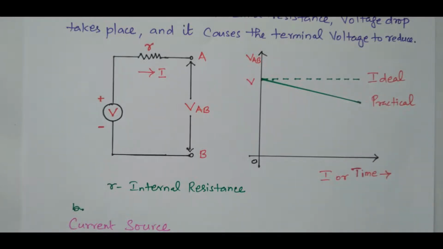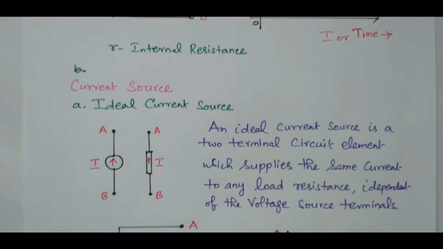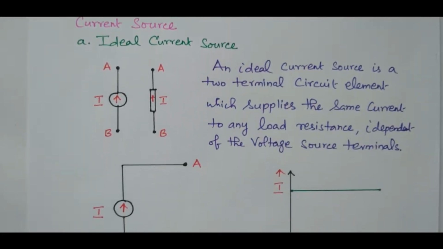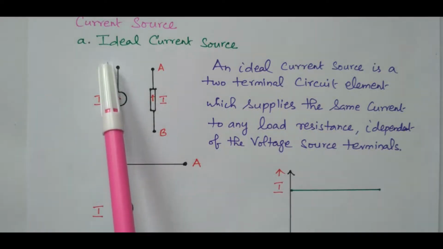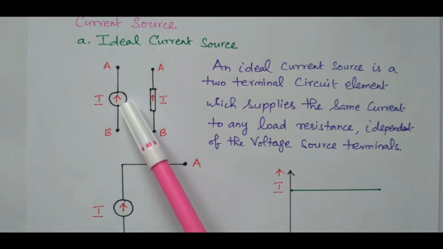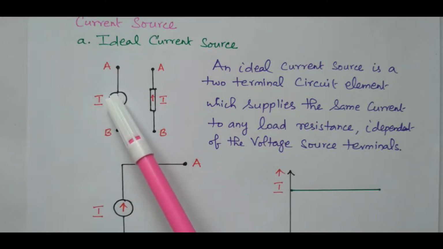Now we'll go to the current source. So this is a representation. Either in a circular or in a rectangular box, we can represent the current source. This direction indicates current is flowing from B to A. If it is down, it means the current is flowing from A to B. The current direction is indicated by this arrow. We can represent it as either a circle or a rectangular form.